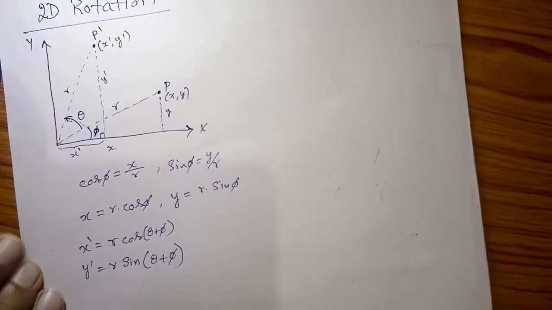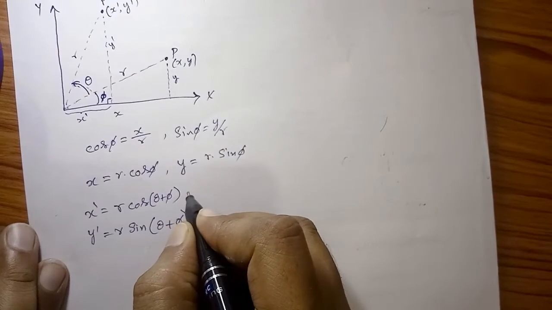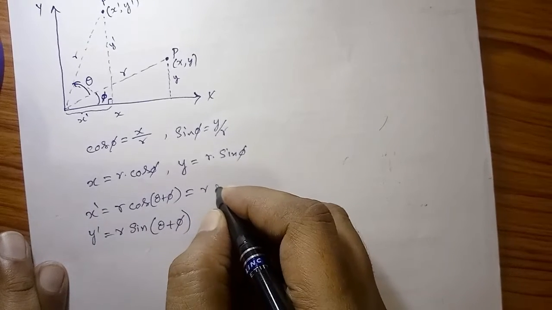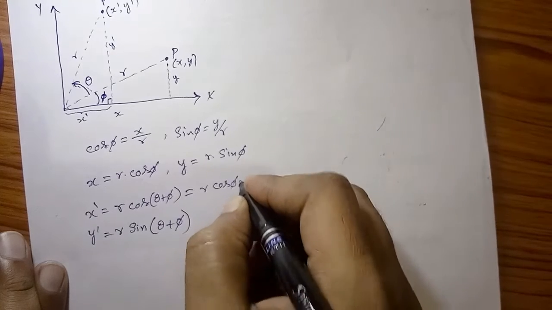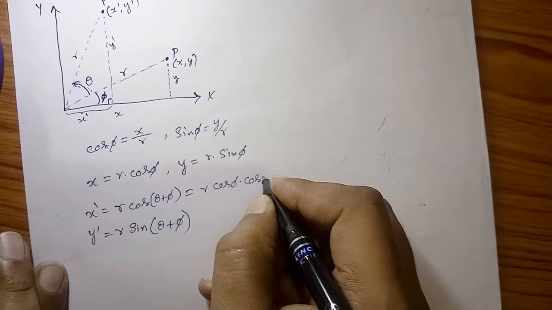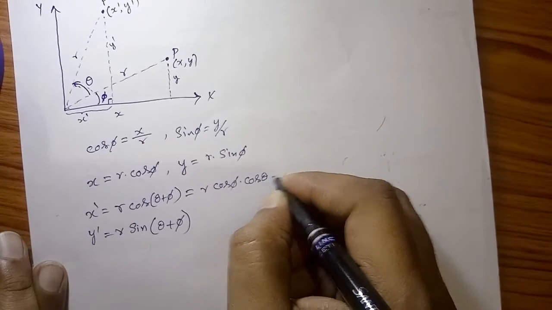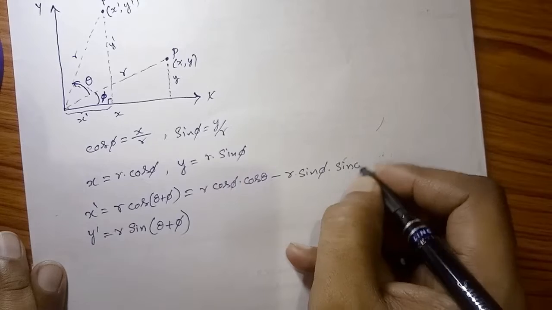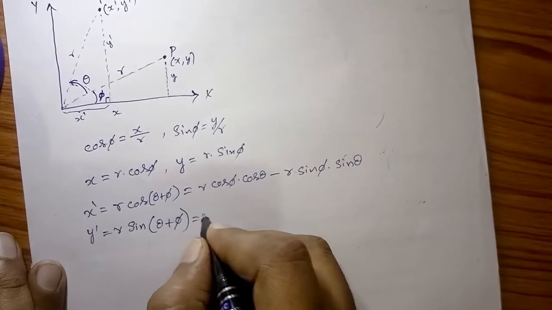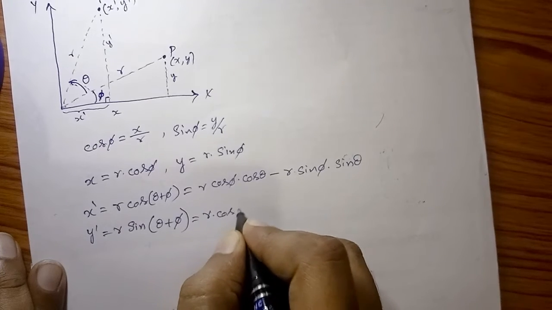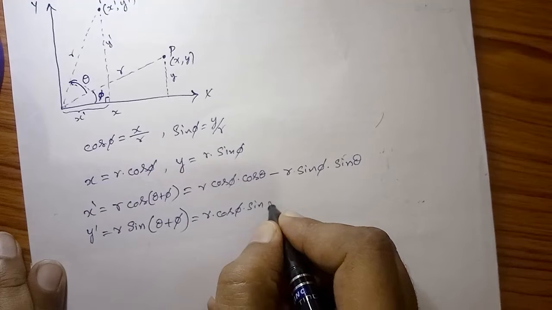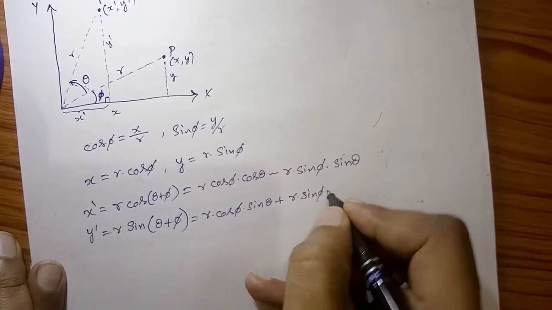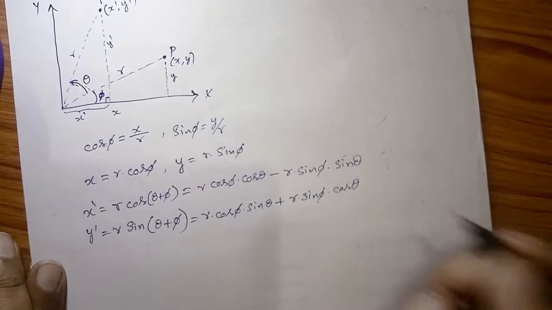So something like this. Now I can expand this as cos of a plus b: r cos phi into cos theta minus r sin phi into sin theta. And similarly, I can represent this as r cos phi into sin theta plus r sin phi into cos theta.